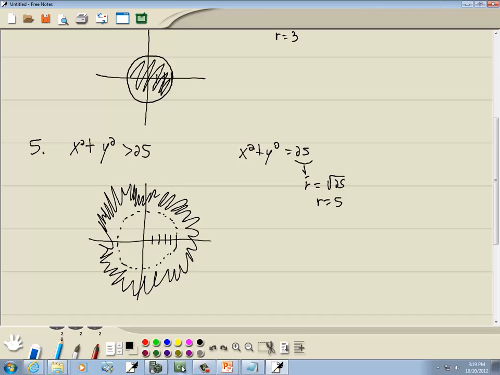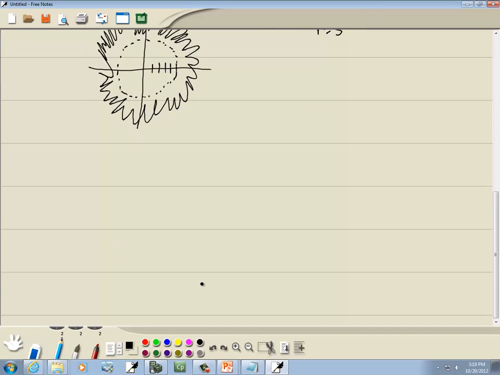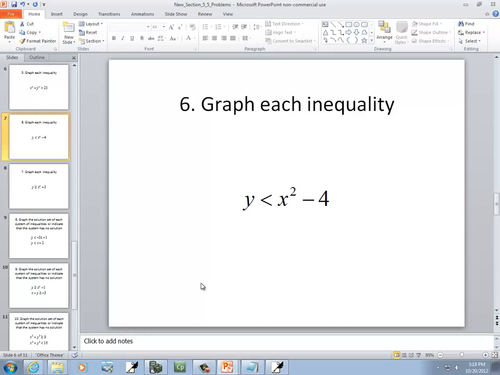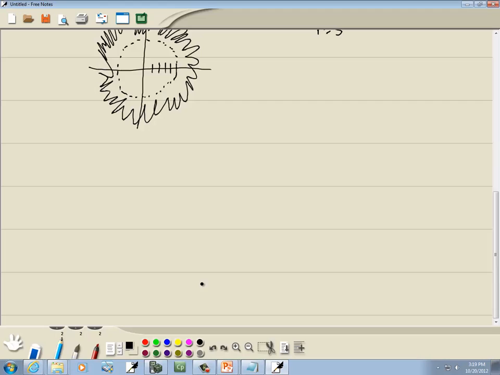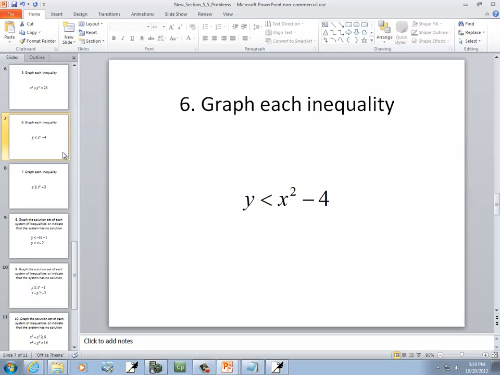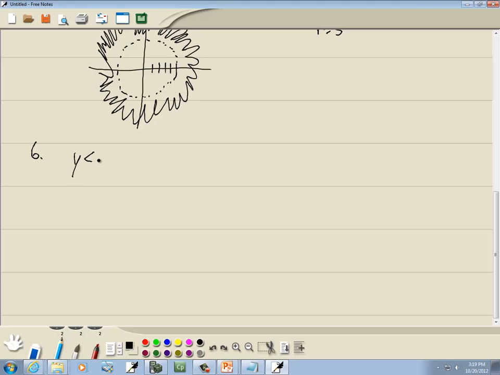So that'd be our answer right there. Let's look at this one. Y is less than x squared minus 4. Well, first let me show it by hand. You don't have to do it by hand on this one, because we got y by itself, don't we?